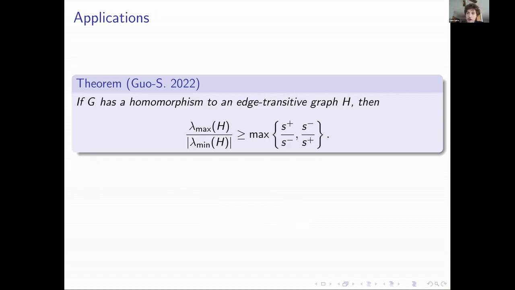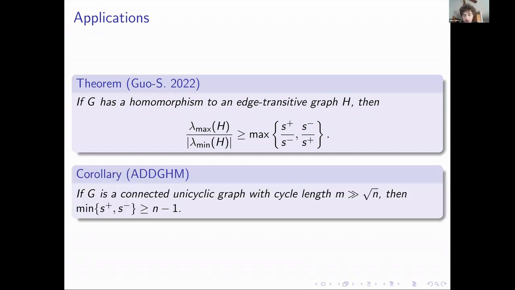Similarly, we can get some mileage out of our stronger results about homomorphisms to edge-transitive graphs. Again, in this other group that's forthcoming, they proved that if you have a connected unicyclic graph with a cycle that's pretty large, then again, this S plus S minus conjecture holds. And the way they do this is a unicyclic graph has a natural homomorphism from itself to the cycle it contains, and cycles are edge transitive. So this result implies, and you get some bound on S plus S minus, which ends up being good enough when M is sufficiently large.